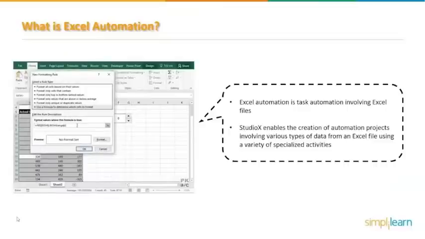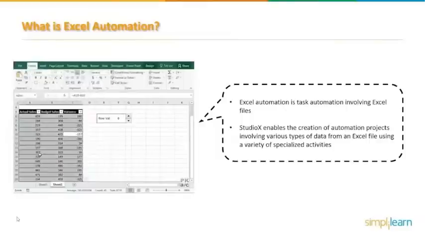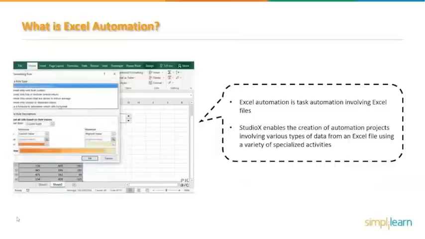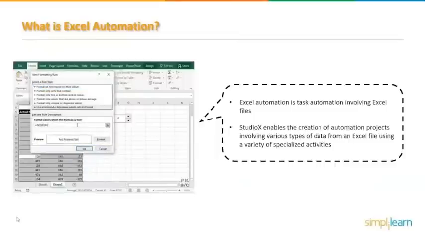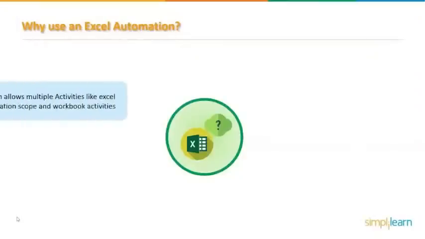activities. To create an Excel automation, we must use the Excel file resource when creating a new project that includes Excel. An Excel file must be specified within it so that all of the subsequent actions can access the data contained within that file. Why use an Excel automation?